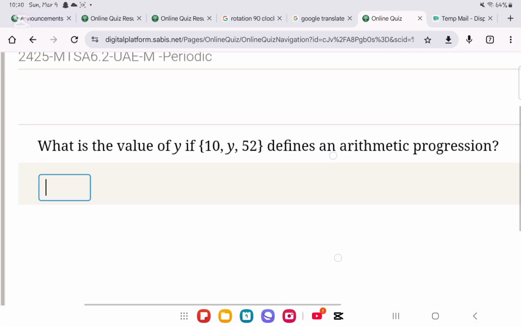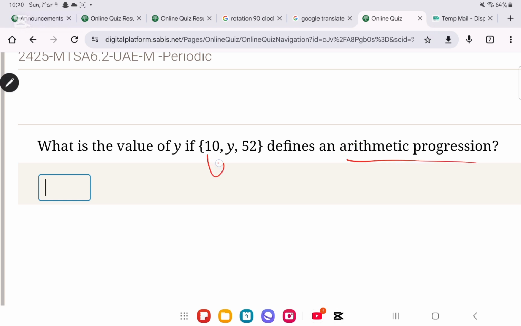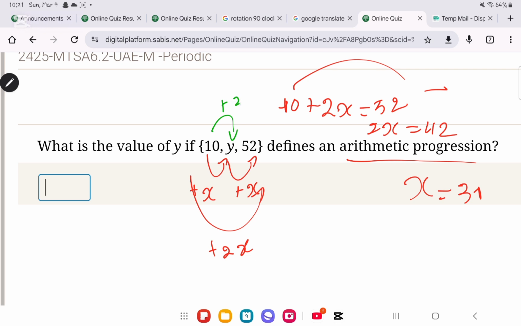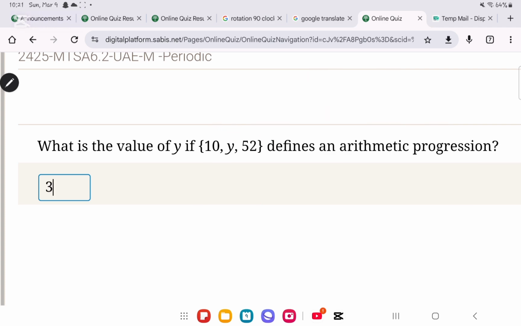This may seem tricky, but it's very easy. We know that it's an arithmetic progression. That means from 10 to y, it's plus x. And from y to 52, it's plus x. So that means from 10 to 52, it's plus 2x. So 10 plus 2x is equal to 52. Move it to the other side. 2x is equal to 42. That means x is equal to 21. That means the value of y is going to be 10 plus, not 31, my bad, 21. And you will get an answer of 31.